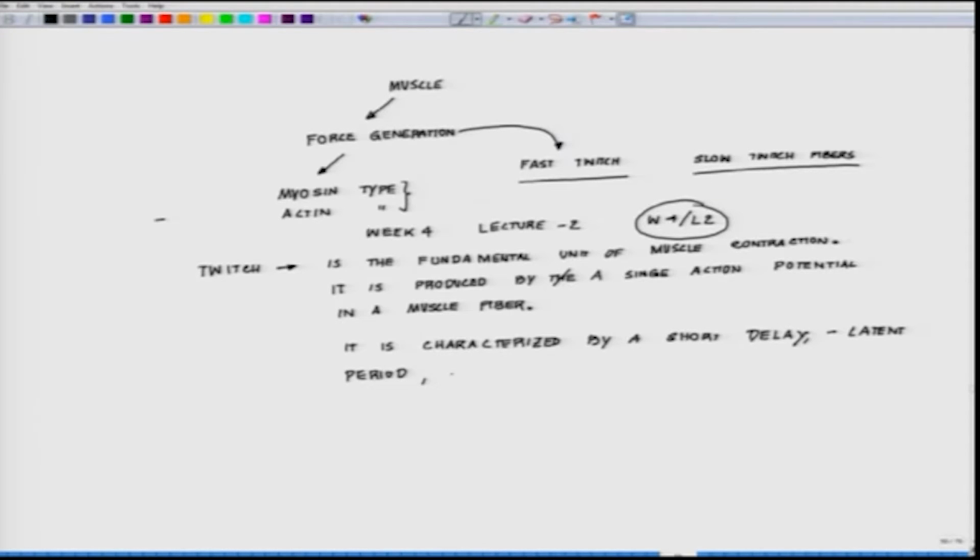A contraction time in which the muscle tension rises to its peak, and a relaxation time during which tension returns to the baseline.